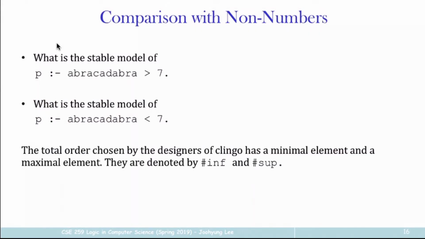So you can actually compare these things. And any term has some total order. You can actually compare between the terms. And Clingo has a minimal element and a maximal element, and they are denoted by infimum and supremum. This is probably the smallest value, and this is probably the largest value. It depends on your programming. You may need these values or not. Okay?